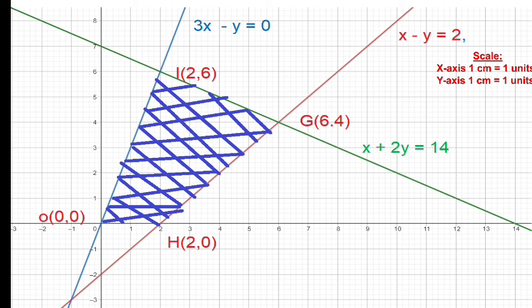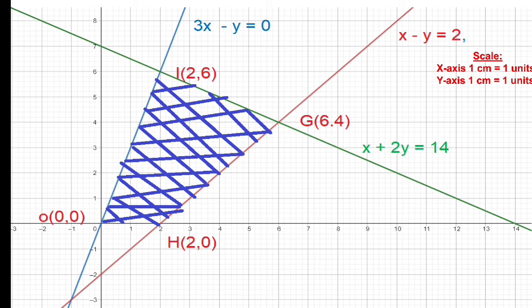For the first graph, x plus 2y equal to 14 will be taken as less than, so the region towards 0 will be considered. Second constraint, 3x minus y greater than or equal to 0. That is why we take the region above that line. Then the third one, again x minus y less than or equal to 2. So that is also taken towards 0. So a common region is obtained here.